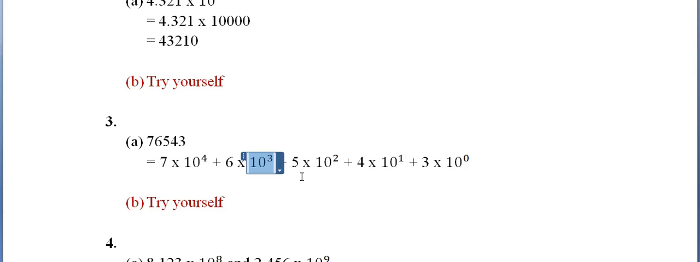This 5 is lying in the place of hundreds, so 100 has 2 zeros, that's why 10 to the power 2. This 40 is lying in the place of tens, so 10 has 1 zero, that's why 10 to the power 1. And 3 is lying in the place of unit, so we can write 10 to the power 0, because we know that any number with 0 as power is 1, so 3 into 1 will be 3. Basically it's the same logic.